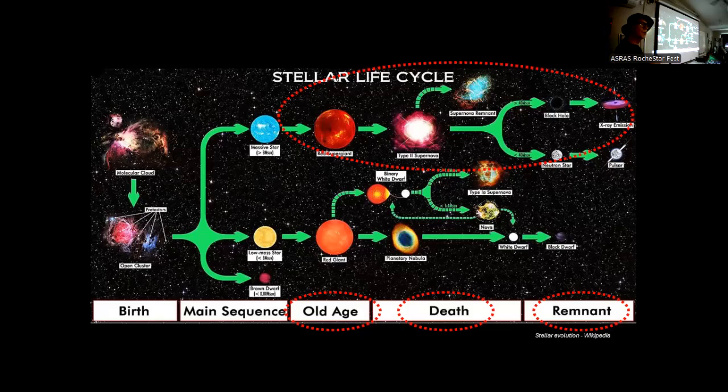So the three remnants of stellar lifetimes are white dwarfs, neutron stars, and black holes, as well as all the gas and elements that are emitted during these very explosive processes.